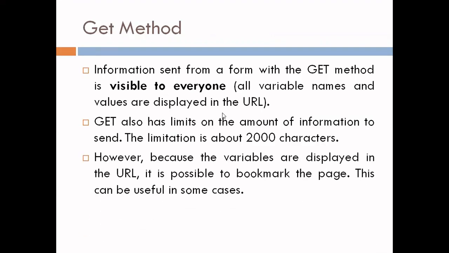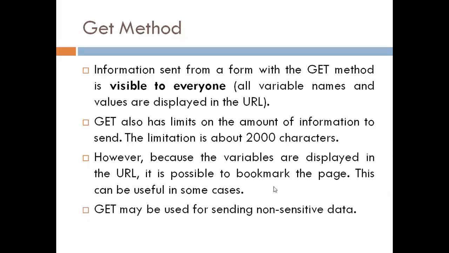However, because the variables are displayed in the URL, it is possible to bookmark the page, and this can be useful in some cases. Whenever we are using get method, all the values are displayed in a URL, both variable and value. So it is possible to bookmark the page to retrieve that page later on. Get method may be used for sending non-sensitive data.